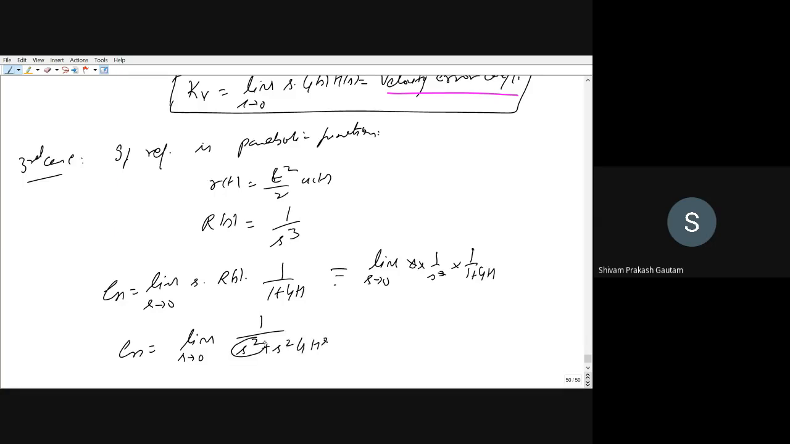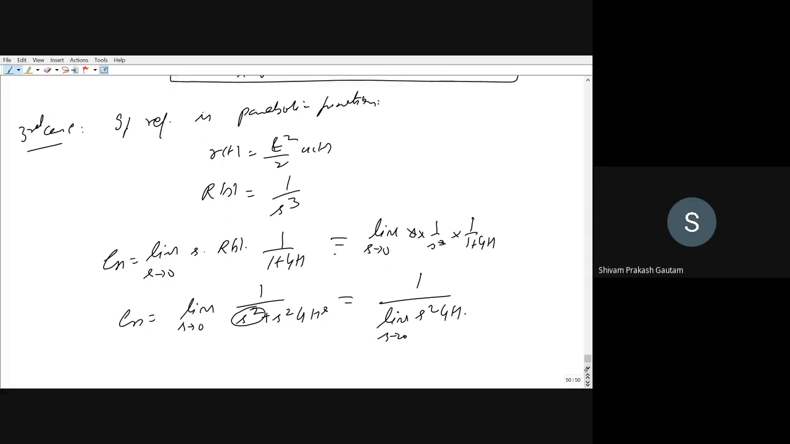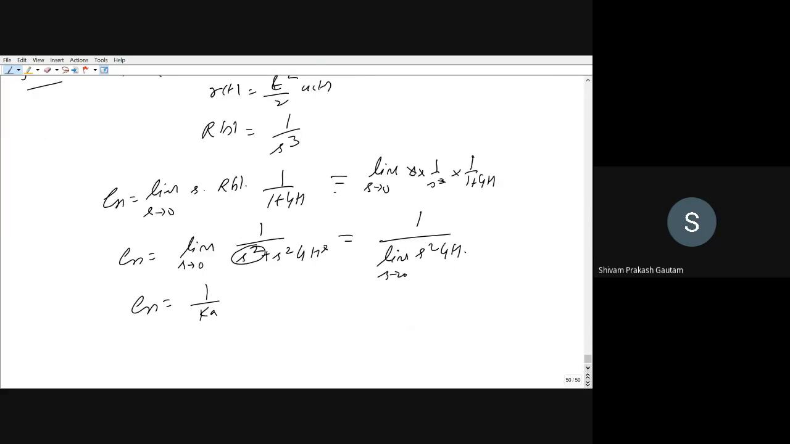So this term will be 0 because if I put the limit, so I can rewrite it as 1 upon limit S tends to 0, S square into GH. Now this S square into GH is called as KA, and KA is equal to acceleration error coefficient, and this will be equal to limit S tends to 0, S square into GH. And you can calculate the steady state error by this formula.